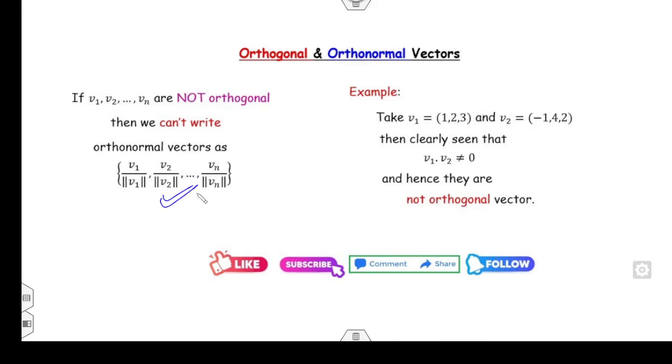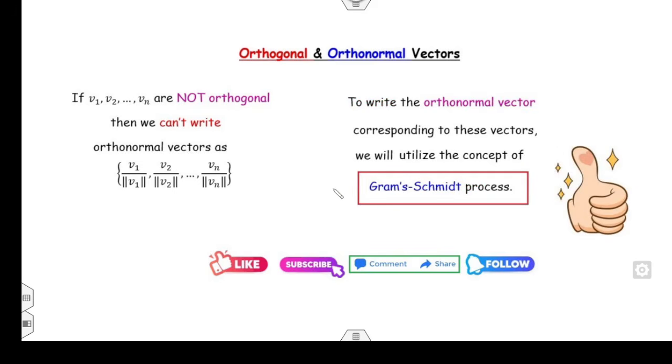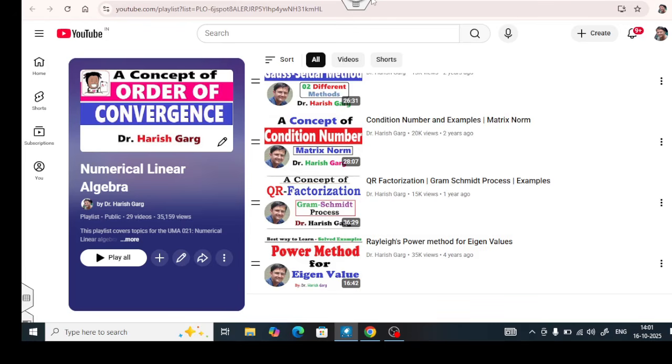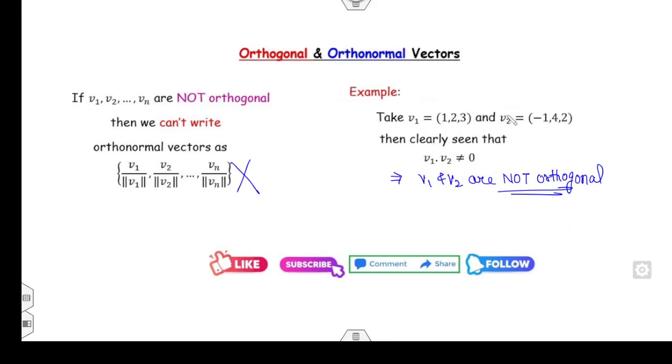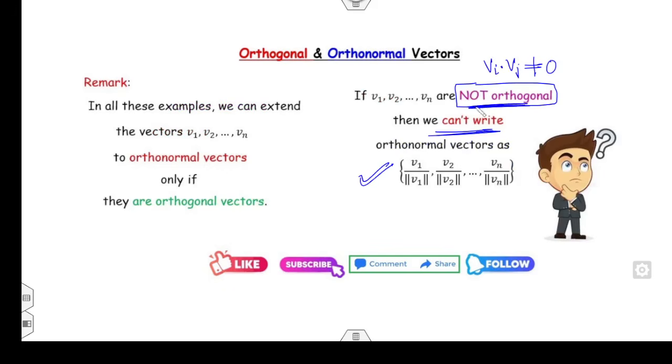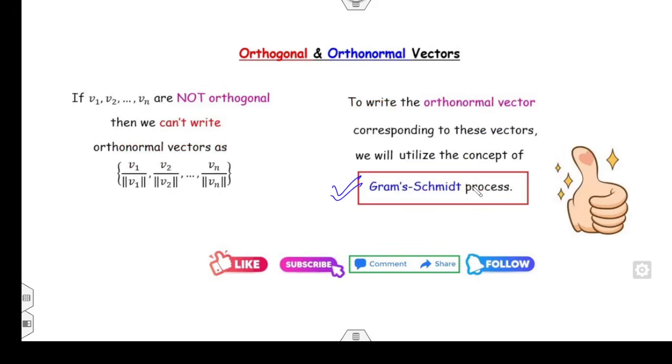But you can still write them as orthonormal vectors. In that case, we will use the concept of the Gram-Schmidt process. For that, you can watch my lecture, QR factorization and the Gram-Schmidt process. I will upload the Gram-Schmidt process lecture separately as well. But till now, make sure that is a very, very important property. Once they are not orthogonal, then you can never write them as orthonormal vectors in this format, but you can write them as orthonormal vectors by using the Gram-Schmidt orthogonalization process.